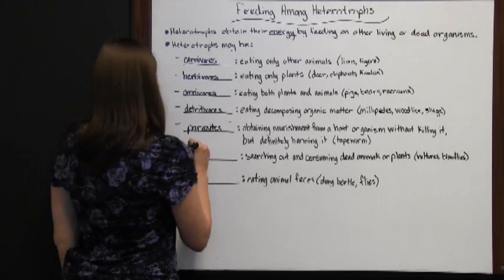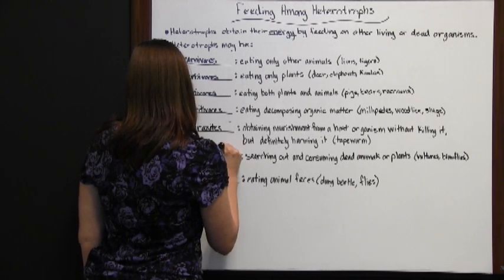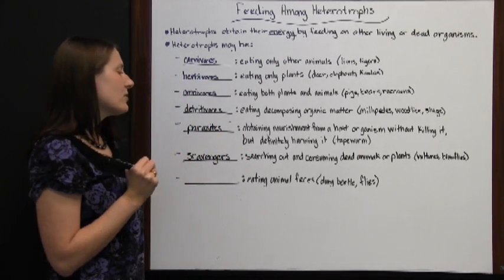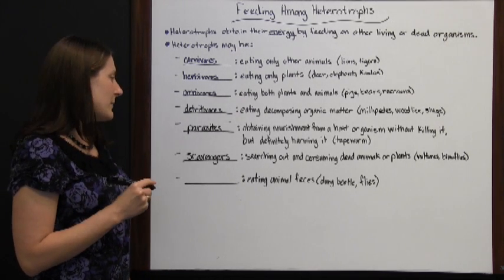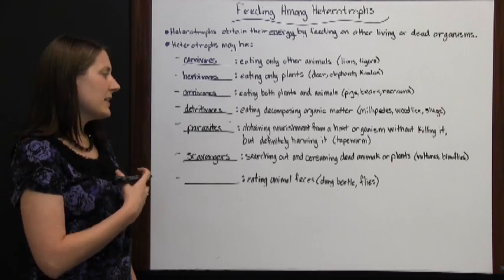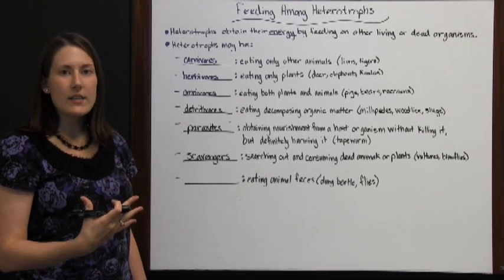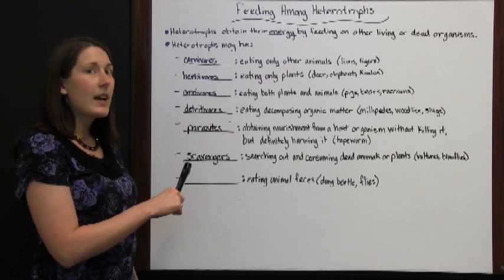Next we have scavengers. Now scavengers actually search out and consume dead animals or plants. So instead of it just being something they happen upon, it's something they search out. Scavengers want to eat dead animals and plants. And examples would be vultures and blowflies.